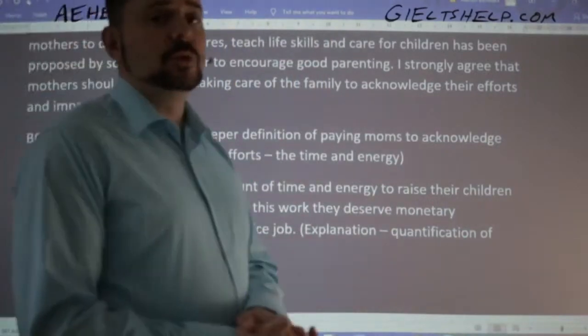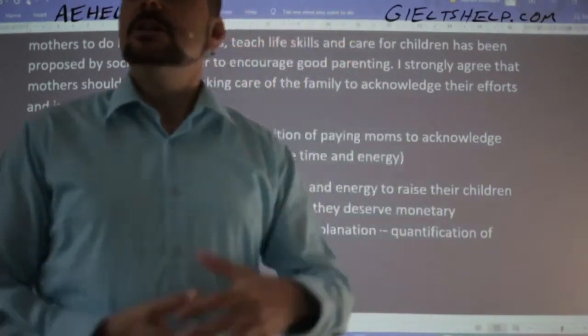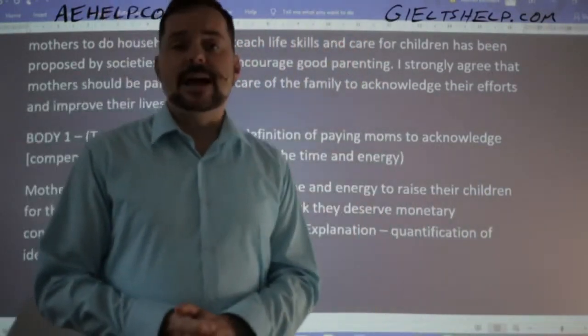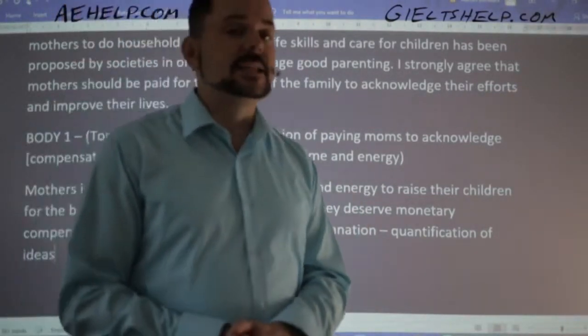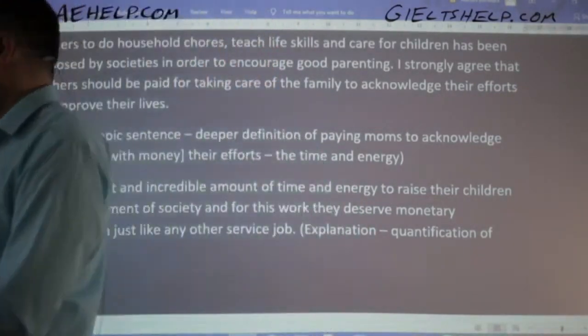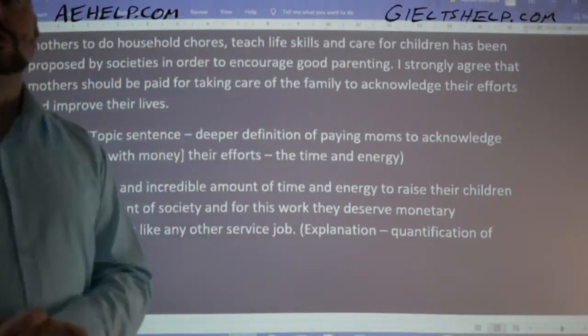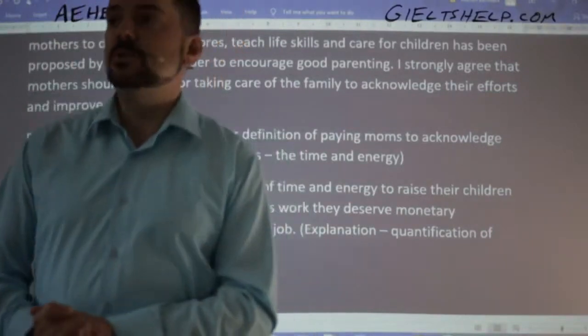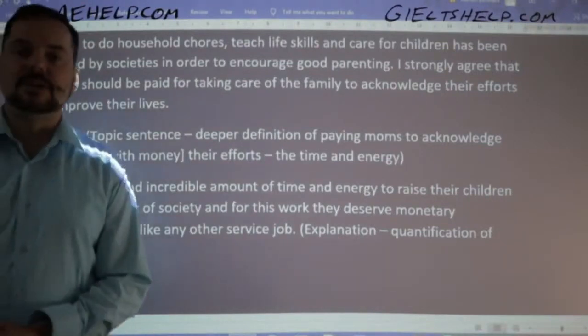And you give more details, like what is that time and energy invested into, such as cooking, vacuuming, doing the dishes, washing clothes, and many other ideas, taking children to school, taking them to sporting events, music events, and so forth, right? So this is where we get into our explanation. We want to be very visual, and we want to be quantitative as well.